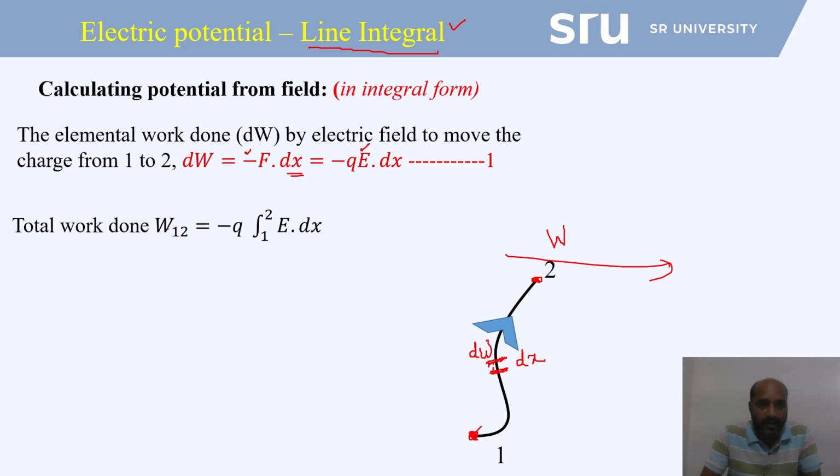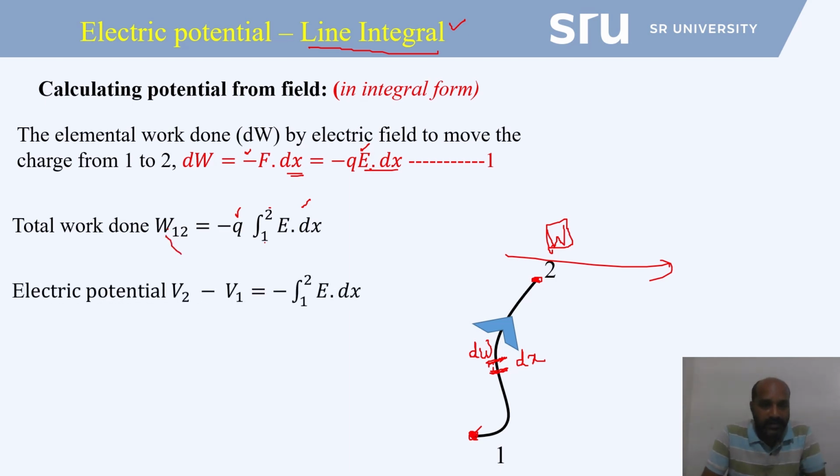Now if you calculate the total work done, we just need to integrate E dx from point 1 to point 2. Q is of course constant, so you can write it outside the integral. So minus Q integral 1 to 2 E dx. This is the total work done, and this work done is stored as potential energy. So the electric potential difference is V2 minus V1, final minus initial, which will be minus integral 1 to 2 E dx. So now this is the relation between electric potential and electric field intensity.